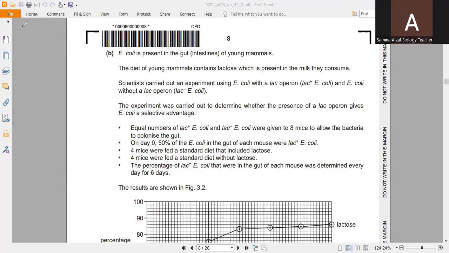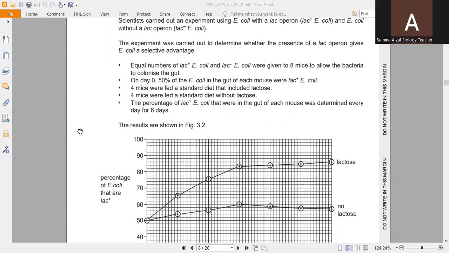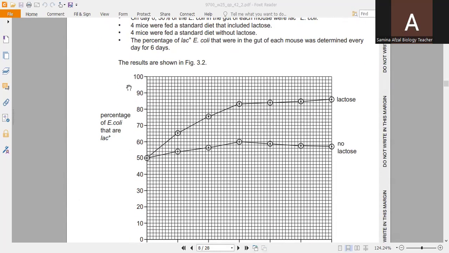So the experiment was carried out to determine whether the presence of a lac operon gives E. coli a selective advantage. Equal numbers of lac plus E. coli and lac minus E. coli were given to 8 mice to allow the bacteria to colonize the gut. On day 0, 50% of the E. coli in the gut of each mouse were lac plus E. coli. 4 mice were fed a standard diet that included lactose. 4 mice were fed a standard diet without lactose. The percentage of lac plus E. coli in the gut of each mouse was determined every day for 6 days.